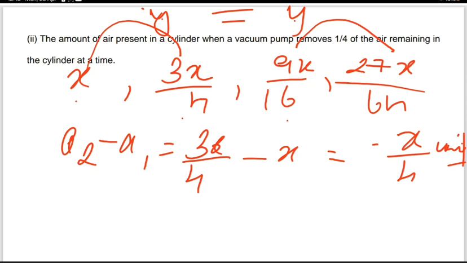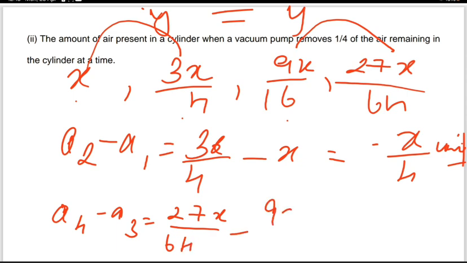So this is the third term and this is the fourth term, so we can see the difference between the fourth term and the third term. If a2 minus a1 is equal to a4 minus a3, then we can conclude it is an AP. So a4 minus a3 is 27x by 64 minus 9x by 16.